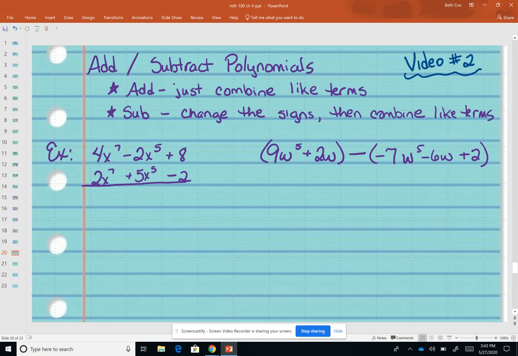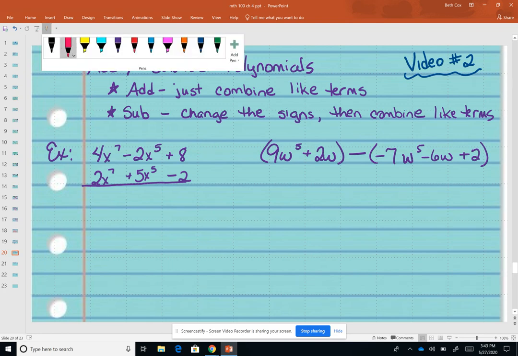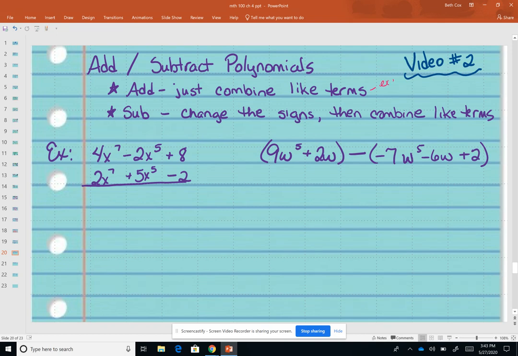Okay. So here we're going to add or subtract polynomials. Now when you add polynomials, all you are doing is adding the like terms or combining the like terms. And just a refresher, remember like terms have the exact same variable with the exact same exponent. And so when you combine like terms, you're really just adding or subtracting the big numbers, the coefficients.